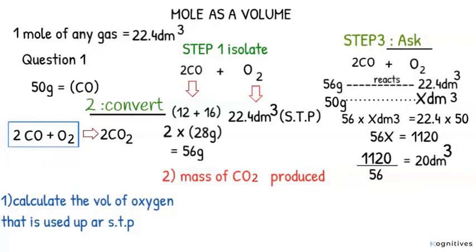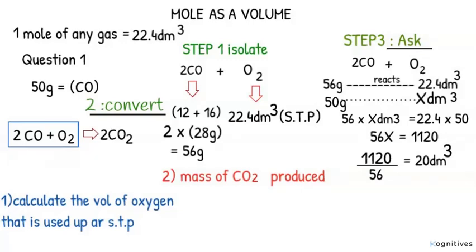If 50 grams of CO is burnt according to the equation below to produce carbon dioxide, calculate the mass of CO2 produced. So let's apply our steps. Let us isolate. To isolate now, you will notice that the two important things in the question become what they gave us, the mass of carbon monoxide, and what we are now looking for, the mass of CO2 produced.